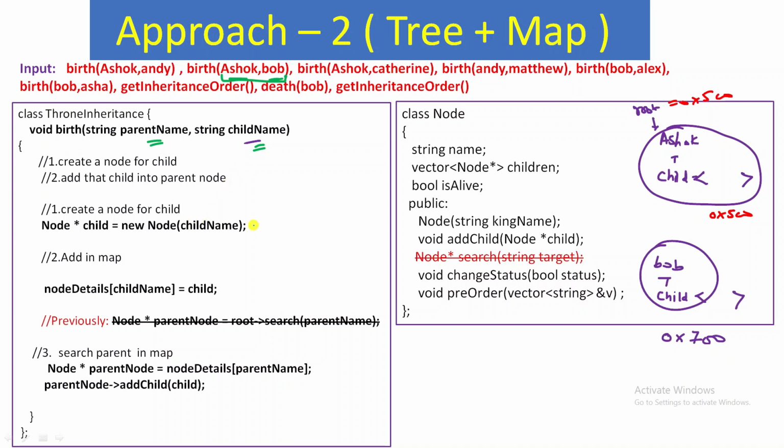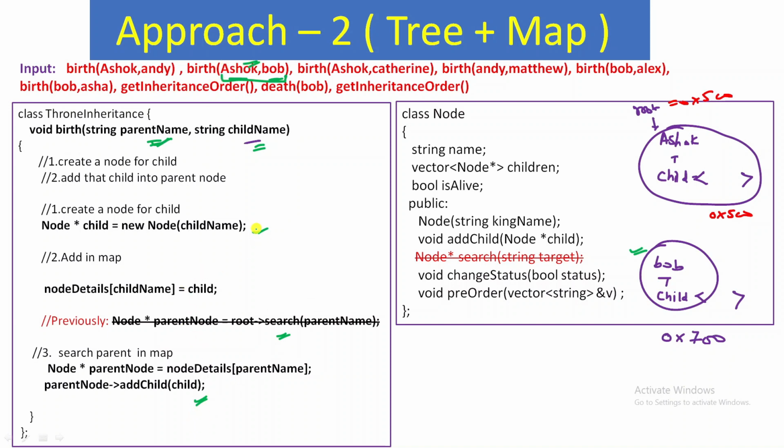So previously what we were doing, we were creating the child node. For example, for Ashok comma Bob, we will be creating the child node, that is Bob. And then we were basically searching for the parent, which is this Ashok. We are searching where the Ashok is there, so that we can add this Bob. So we will be using the search, and then we were calling this add child to add the Bob to the Ashok.